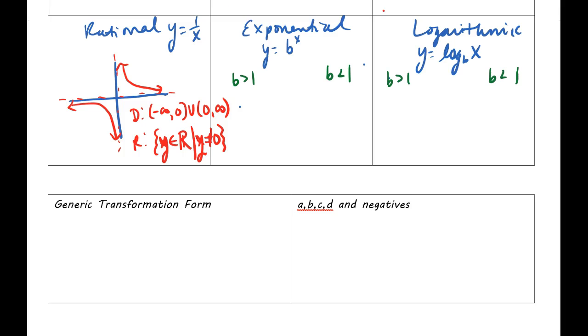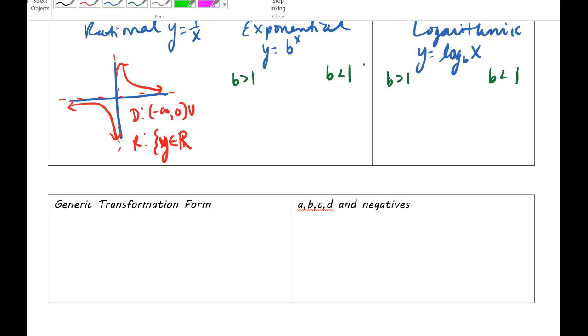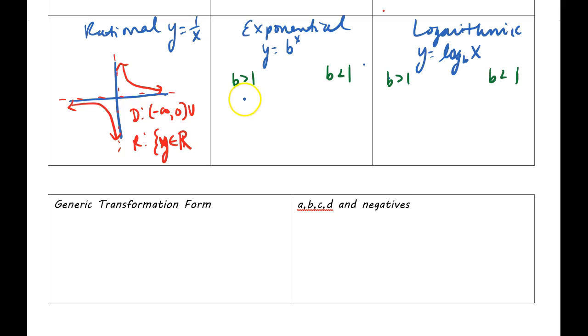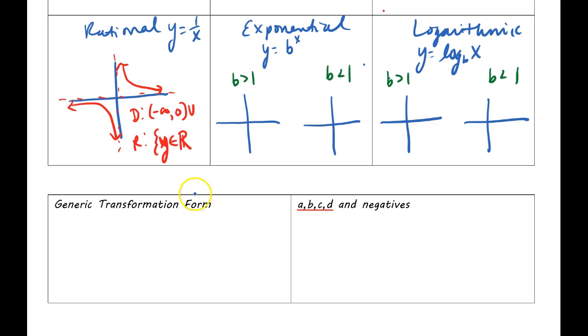So let's draw some. I'm going to erase this because I need the room. Okay, let's draw our x and y axis for both. Now, I'm not going to get all crazy with how exactly steep they're supposed to be. That was Algebra 2. That's when we get crazy with steepness.